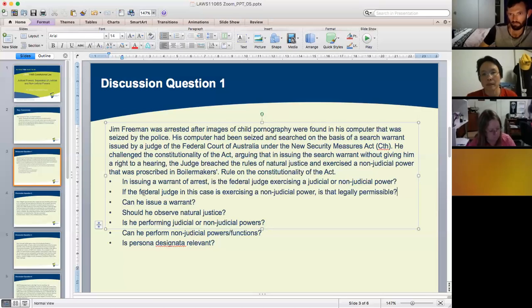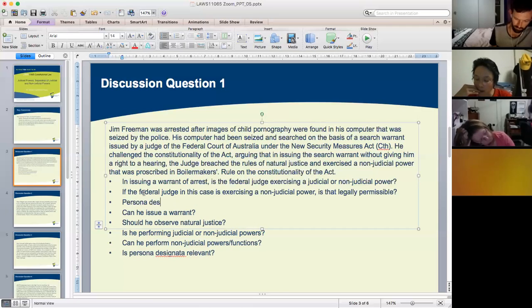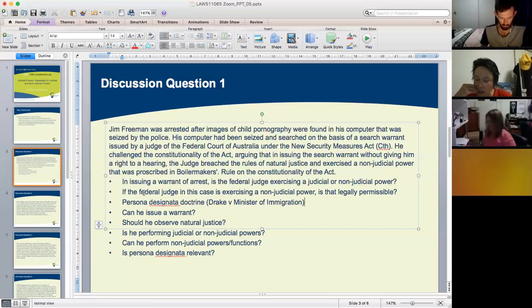But what about the Drake and Minister for Immigration case, where the High Court said there's nothing in the Constitution which would preclude a judge of the High Court, or any other court created by the Parliament under Chapter 3 of the Constitution, in his personal capacity from being appointed to an office involving the performance of administrative or executive functions, including functions which are quasi-judicial in nature, does not involve an impermissible attempt to confer upon a Chapter 3 court functions which are incompatible with the exercise of judicial power. Yes, something like that. That's right.